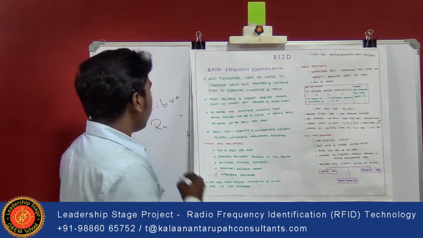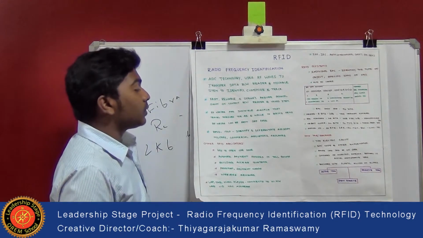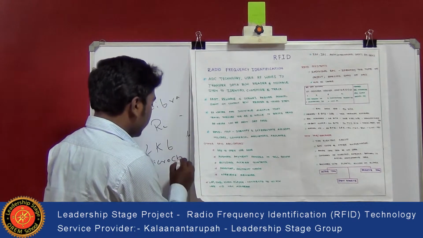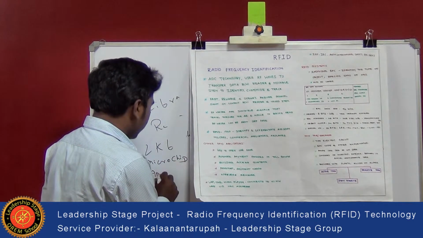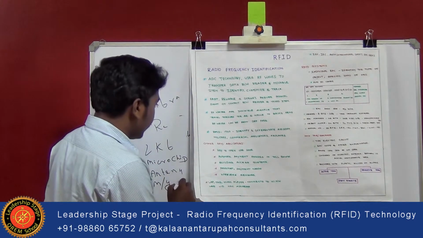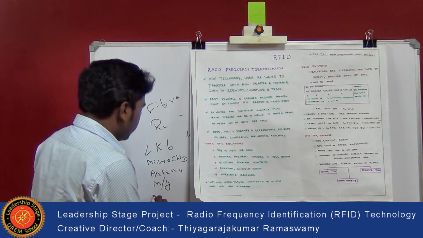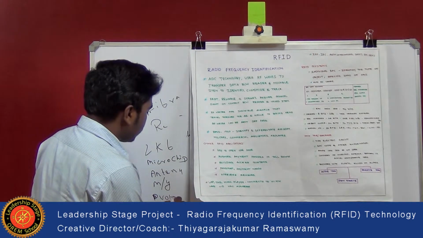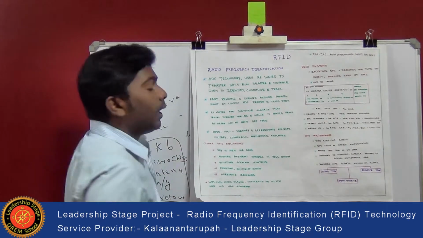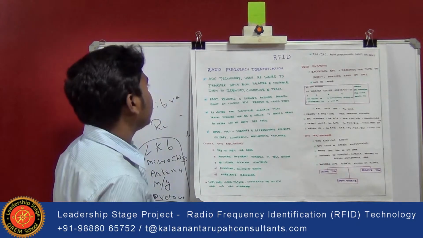It stores data up to 2 KB, and it is composed of a microchip, antenna, and memory, to store the data, and protocols. The tags may be an active tag or a passive tag. Let's discuss them.